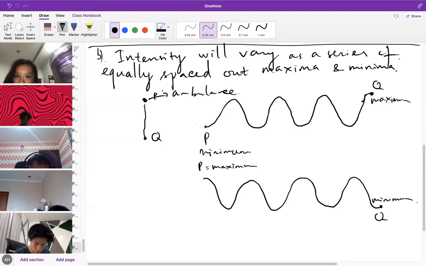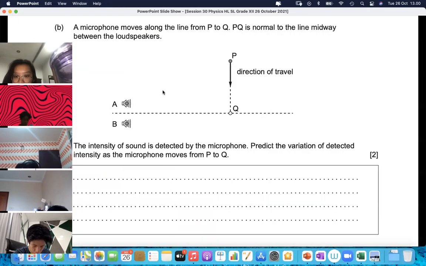Yeah, the ambulance is basically like a microphone, a big microphone, moving. That's why. Sir, can you move to the question? I want to see the question. Move to here. The variation.